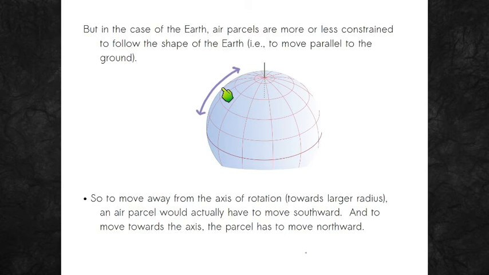So what that means is if an air parcel wants to move out towards a bigger radius, move away from the axis of rotation, the only way it can move outward away from the axis of rotation is to slide southward, right? It's going to have to go southward in order to go towards a larger radius, move away from the axis of rotation. And by contrast, if it's going to move inward towards the axis of rotation, the only way to do that is to move northward, following the shape of the Earth. So if we're changing our radius, we're constrained to follow the shape of the Earth, which means northward or southward.